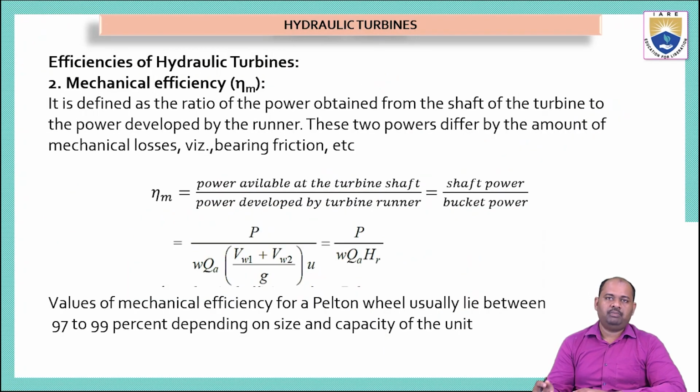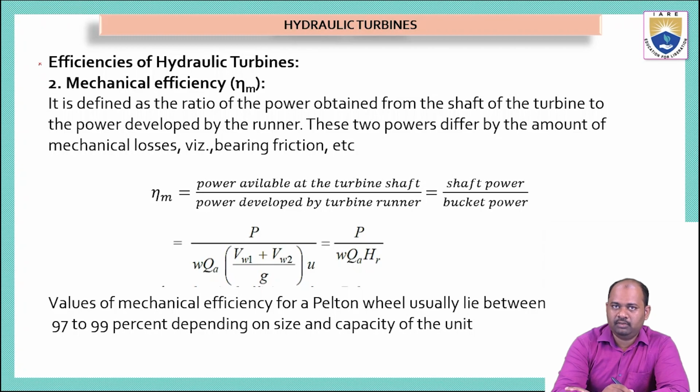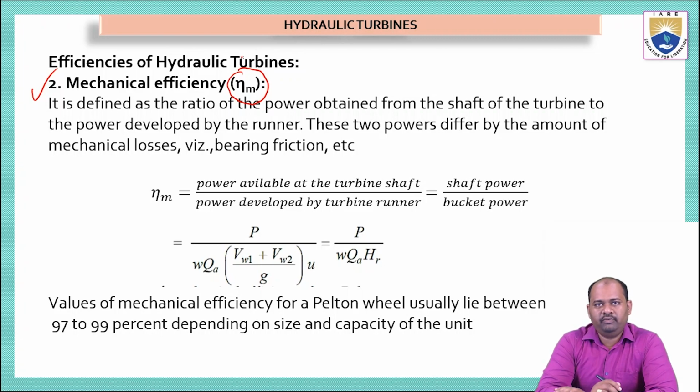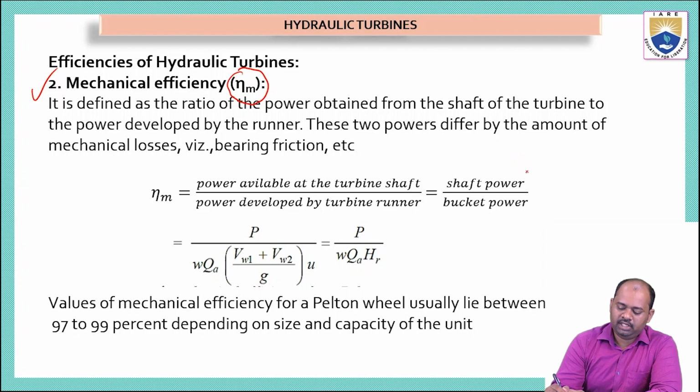And then the second type of efficiency. We have seen the hydraulic efficiency. Now this is mechanical efficiency, which is denoted with eta m. It is defined as the ratio of the power obtained from the shaft of the turbine to the power developed by the runner. These two powers differ by the amount of mechanical losses, bearing friction, etc. So this formula can be simply written as the ratio of shaft power to the bucket power.